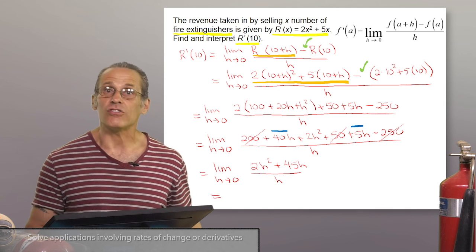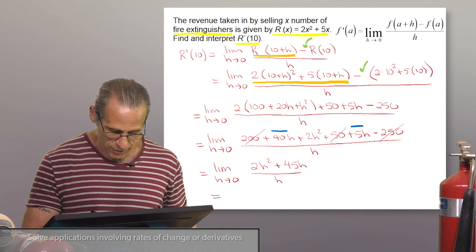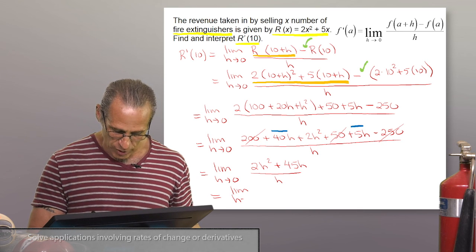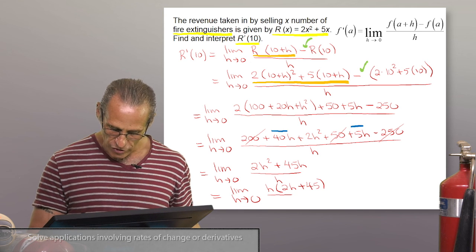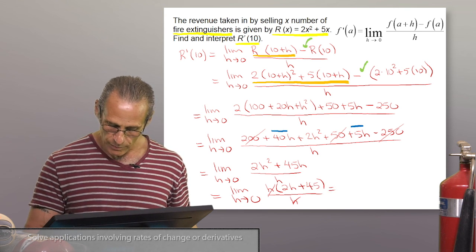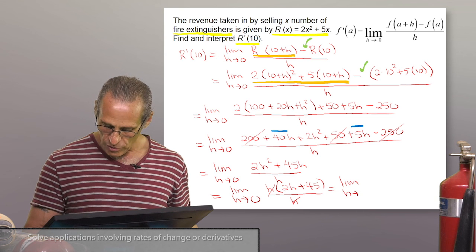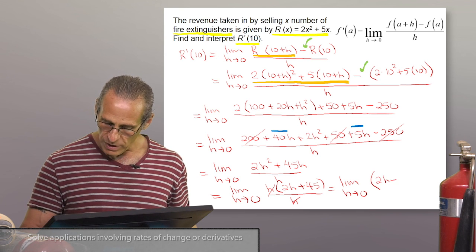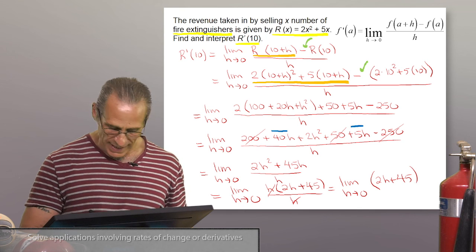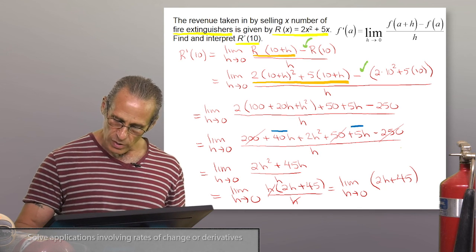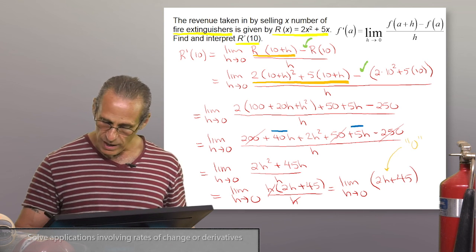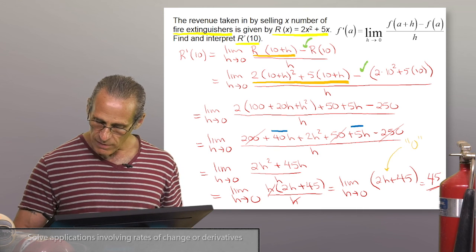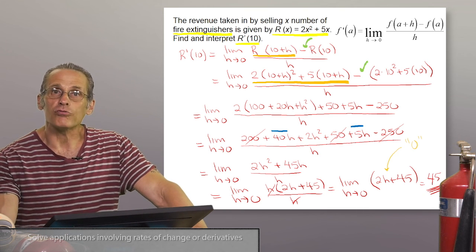That's what I was trying to get to, ladies and gentlemen, because now I'm going to factor out an h from the numerator. So I have the limit as h approaches 0, and if I factor out an h from the numerator, I have 2h plus 45 times h over h, and the h's cancel. So when I look at the limit as h approaches 0 of 2h plus 45, I've gotten down to where I needed to get. Because what will I do? I'll replace h with 0. And it looks like I end up with 45. 45 is my marginal revenue at 10 units.